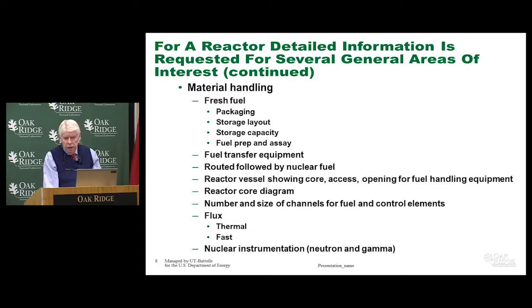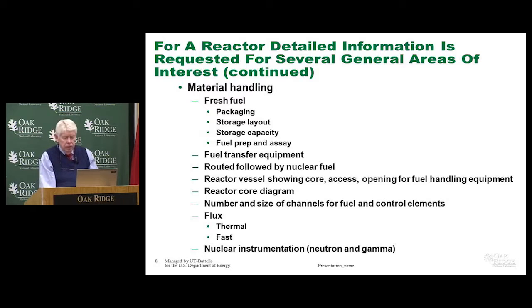What is the core design diagram? How is the fuel laid out in the core? Who keeps track of the core design diagram? And when you move core material around inside the core without actually removing it from the vessel, how is this kept track of? And how do we assure that it's actually in the right location? In some cases, this may be done through monitoring equipment. It may be done through simple visualization. But they would like to know how this material is tracked even when it's inside the reactor vessel.